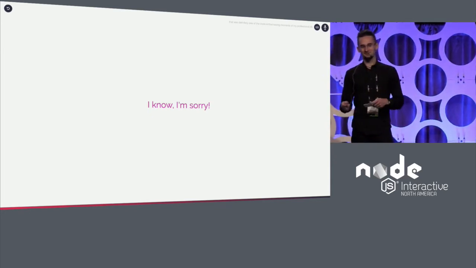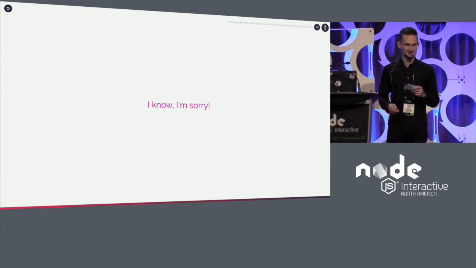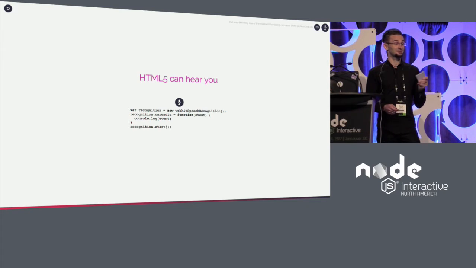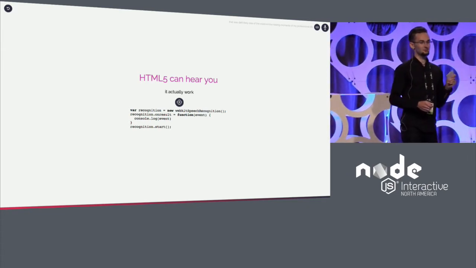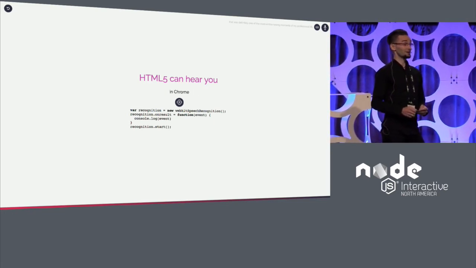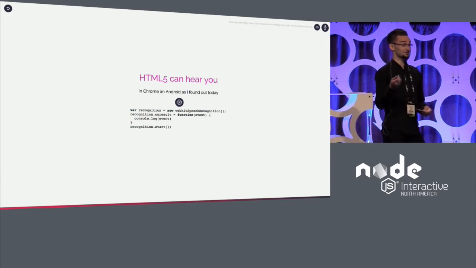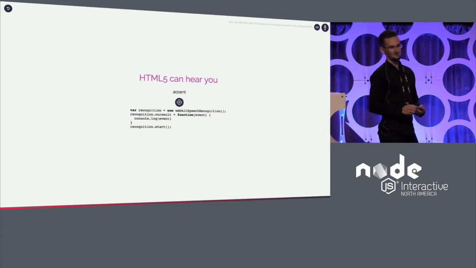Now, before we talk a little bit about what happened there, let's jump a little bit into natural language processing. And the first step is the HTML5 voice recognition API. It actually works quite well in Chrome and Android, as I found out today. But it does recognize even my funny accent.